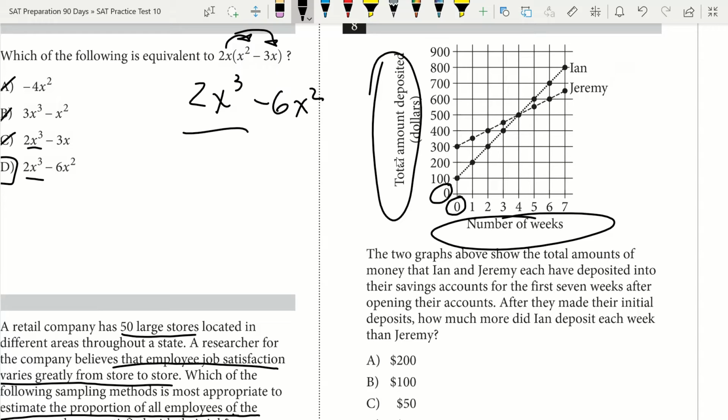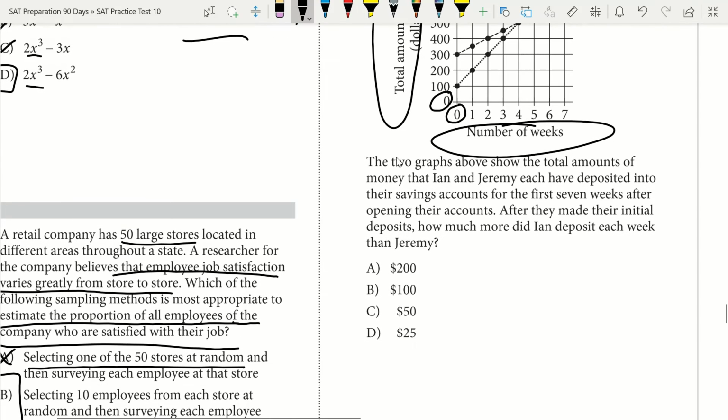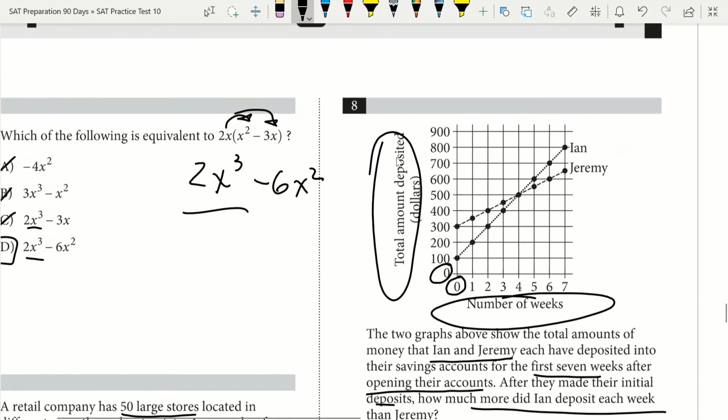And if you think it starts at 0 and it doesn't, you're going to get into big problems when you try to answer questions. All right, so we got two graphs above showing total amounts of money Ian and Jeremy each have deposited into their savings account for the first 7 weeks after opening their accounts. After they made their initial deposits, how much more did Ian deposit each week than Jeremy? Okay, so that's the difference in their slopes, because it's each week, which obviously is what their slopes are. So we got to find the difference in their slopes.